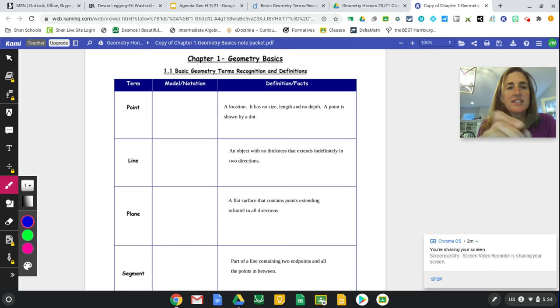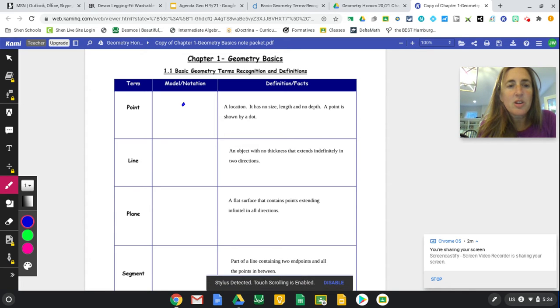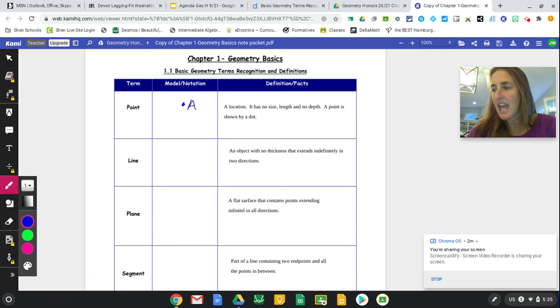So a point is basically just a location that has no size, length, or depth. A point is shown by a dot. So maybe this is point A, and it's usually labeled with a capital letter. And then I would just call this point A if I were to talk about it. Pretty simple.